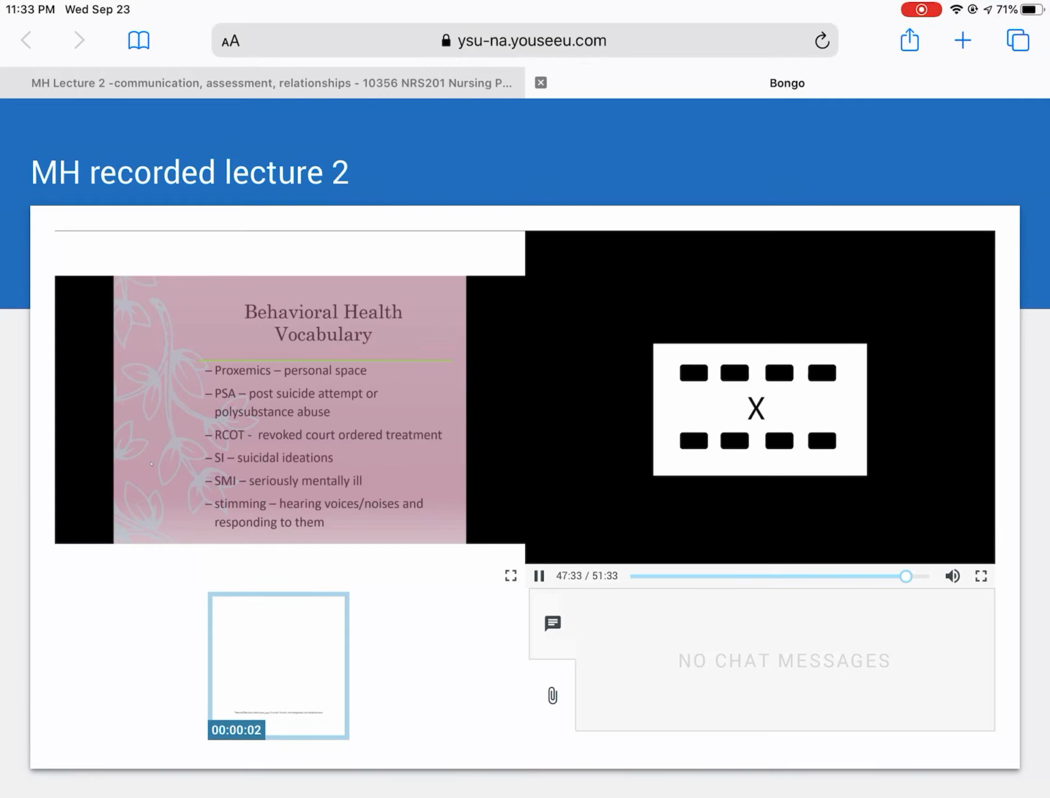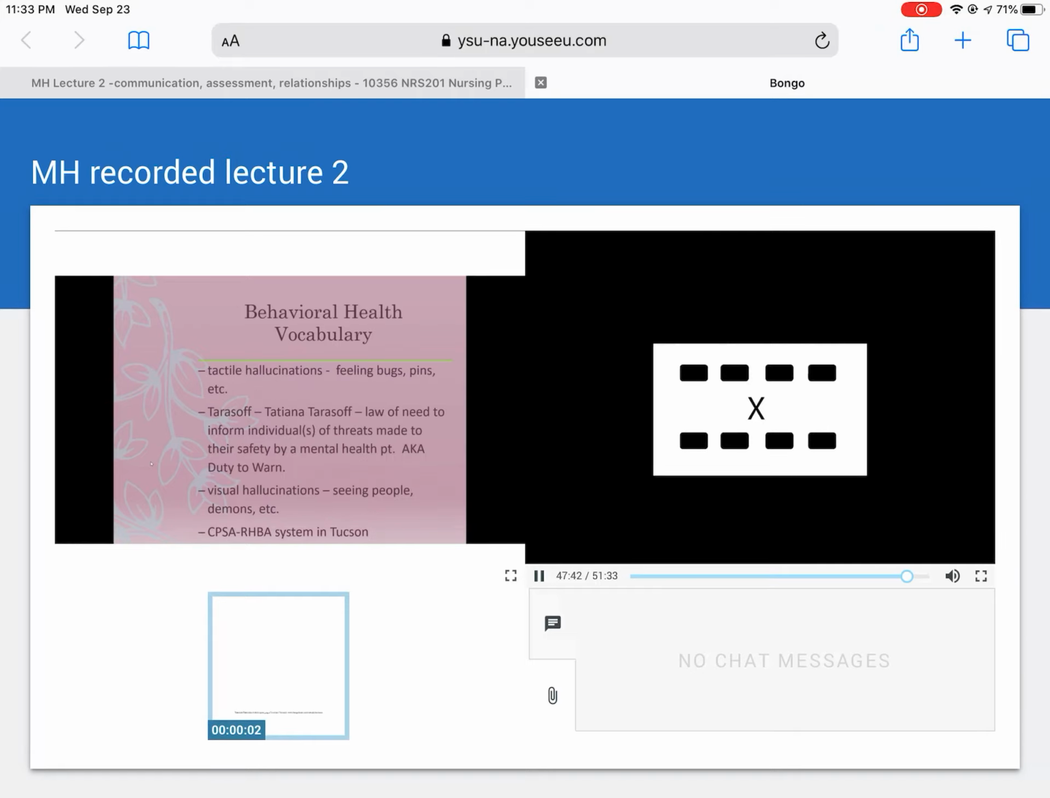Stimming, where you hear voices or noises and you respond to them. So think about the patient who's talking to themselves. All right? Tactile hallucinations, where you feel bugs and pins. Okay, we talked about Tatiana Tarasoff and the duty to warn. Visual hallucinations, where you see people, demons, etc.